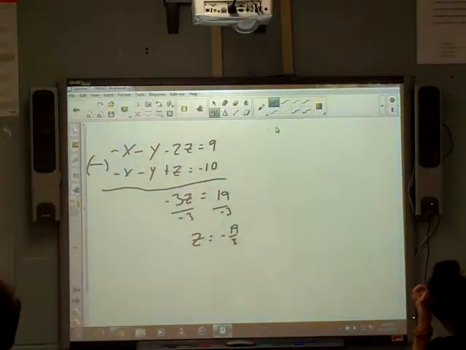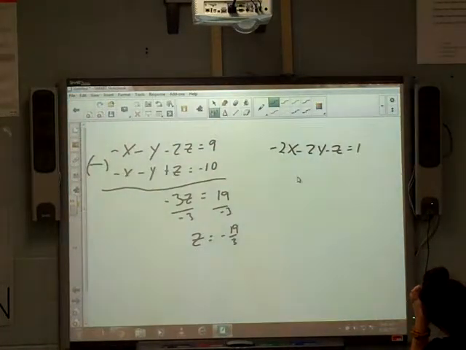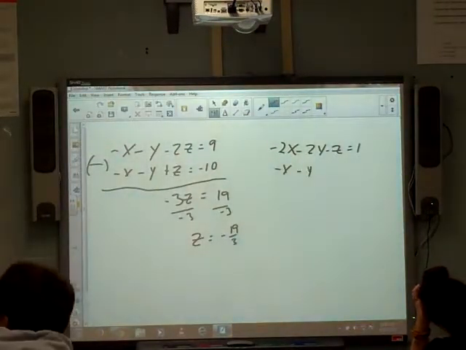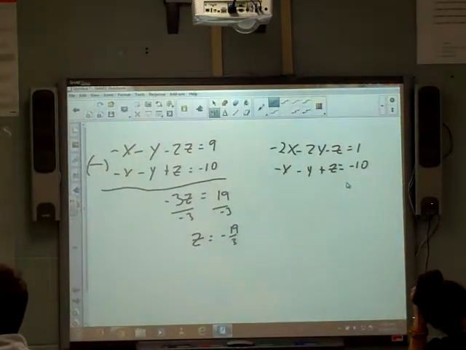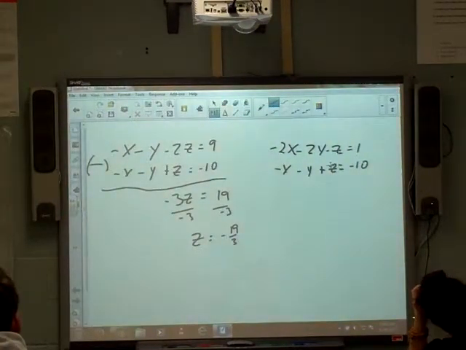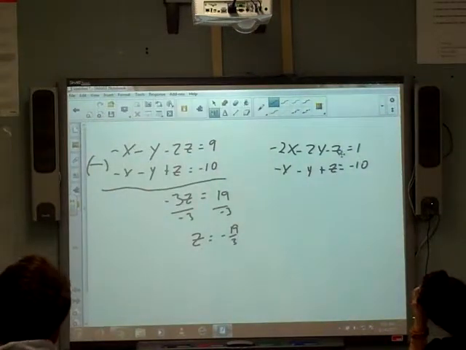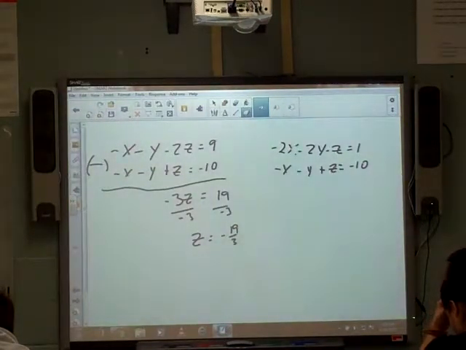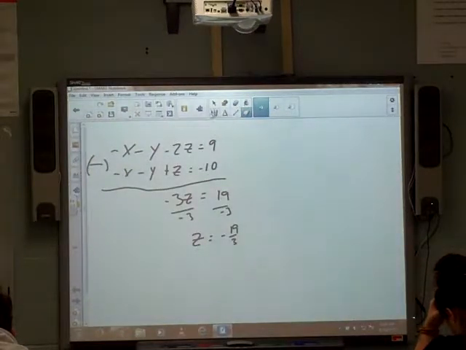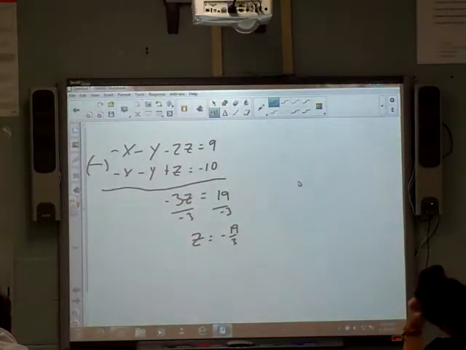I like that, Chloe. So that gets me negative 2x minus 2y minus z is equal to 1. Negative x minus y plus z is equal to negative 10. Wait, what are we doing, Chloe? We don't want to do that, sweetie. My bad. Because this is going to get rid of the z's, and I've got a z I need to plug in. So let's pick something besides the second and the third one. First and second. Yep, that'll be a good idea.